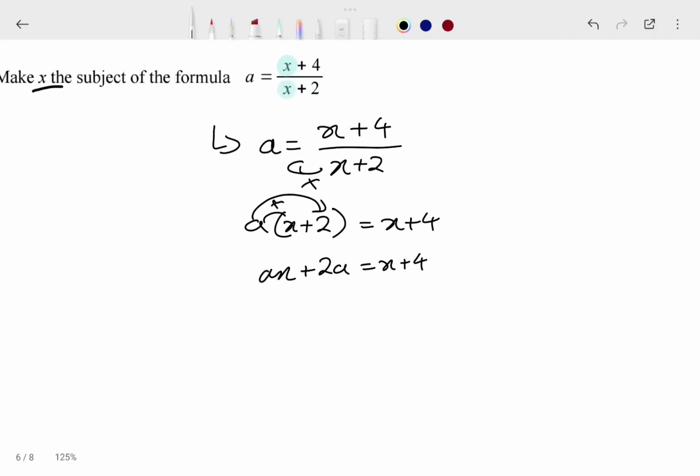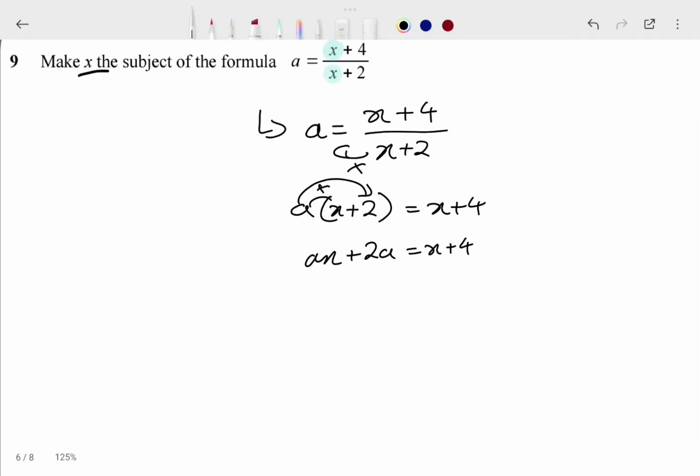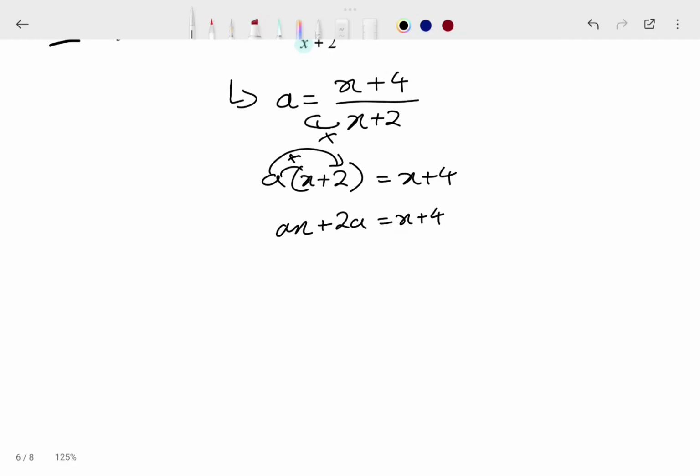Again, we want to make x the subject. In order to do that, we need to shift all the x terms to one side and the rest of them to the other side. What I mean is, bring all the x terms on one side and all the other variables, including the integers, on the other side. So this x is going to go here and this 2a is going to go here. Since they are moving, let's do it again.